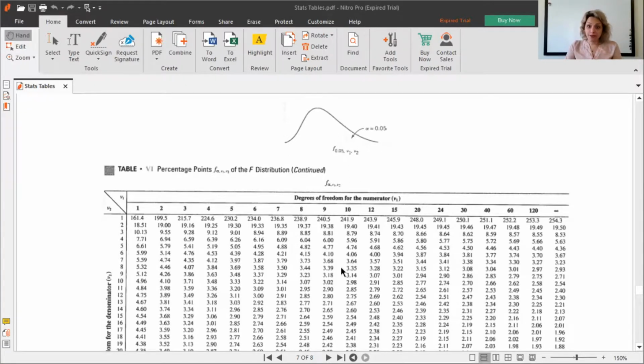So I need to find the F observed value, compare it with this F critical, and make a judgment, right? Because this is hypothesis testing that we are talking about, comparing the variances together. So let me go back to the slides that we had.